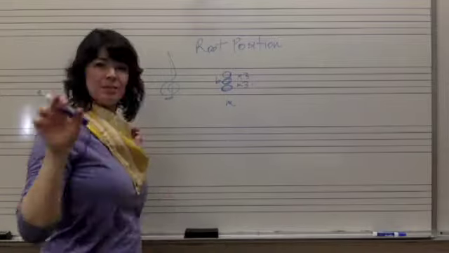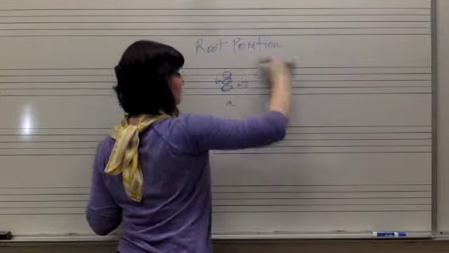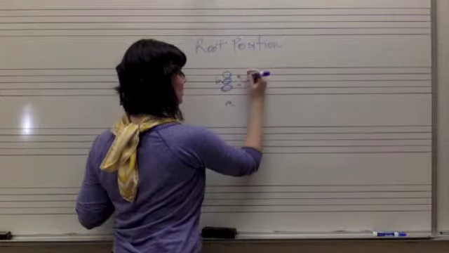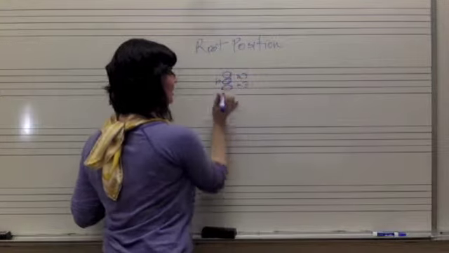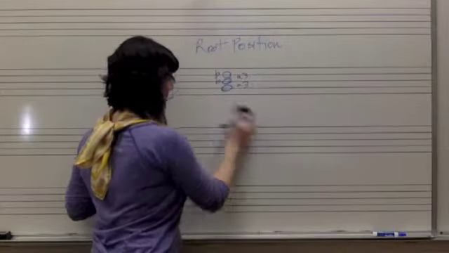Now, if we want to make this diminished, all we do is get rid of this top major third. We can keep the minor third down here, and we need to add another minor third between these two, right? So we're just going to lower it down a half step. Diminished, boom.